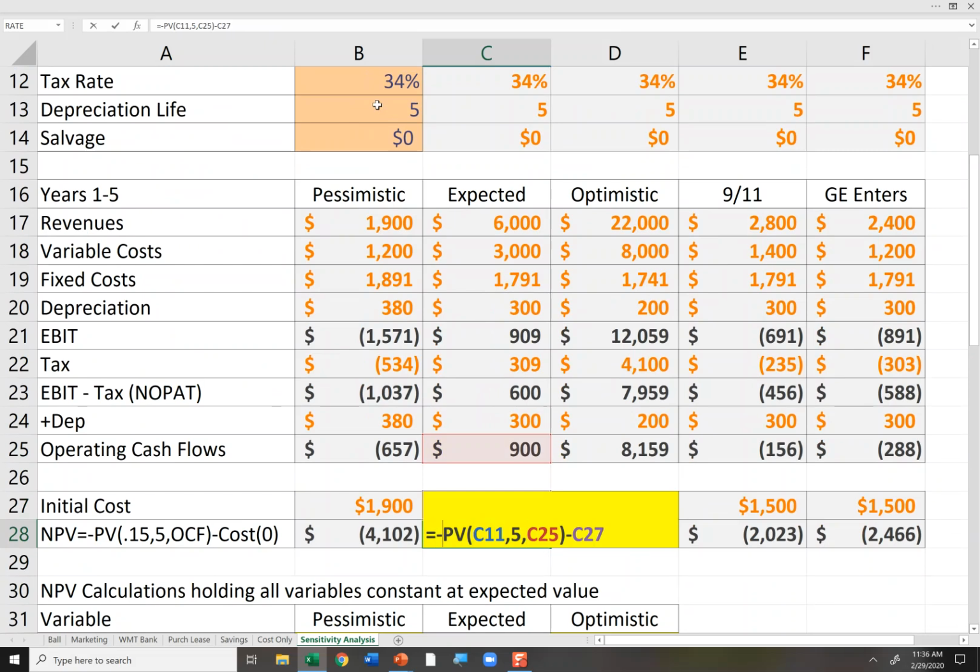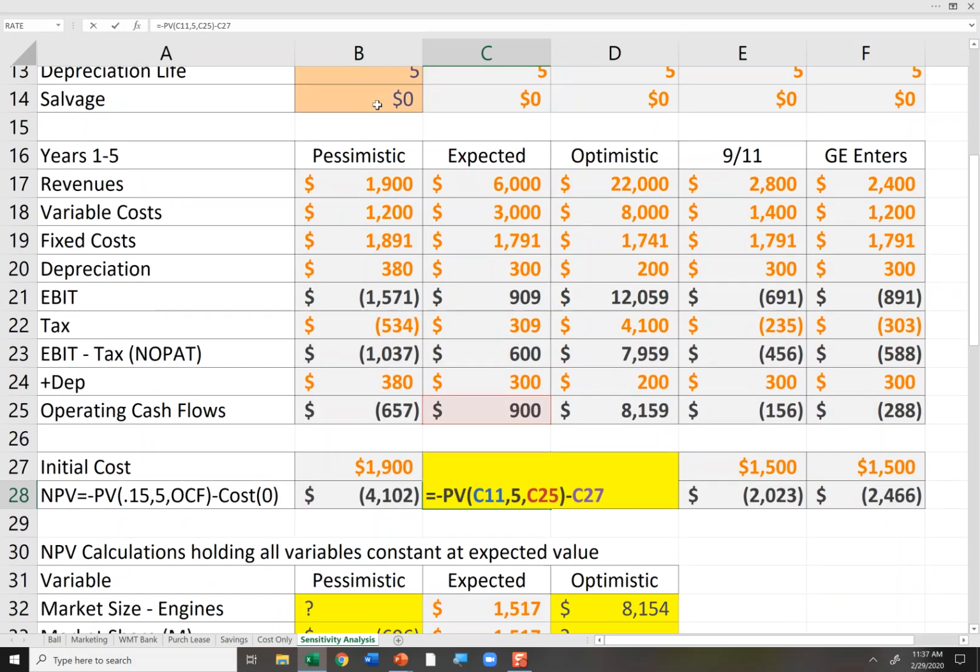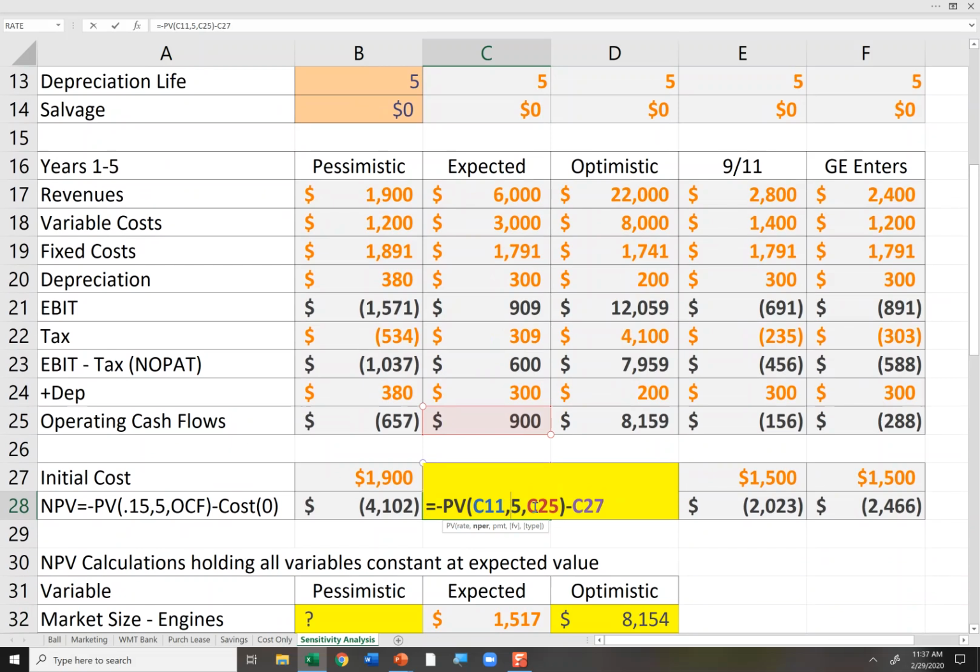And what I did here is actually a little shortcut in this example. I just did a present value of the discount rate here, 15%, for 5 years of C25, which is the operational cash flow, minus the initial cost. So I did a little shortcut there, took some liberties, but in this example what I really want to show you is the sensitivity analysis, so I just wanted to shorten up the example. So the NPV of the project really is minus the cost today and the present value of 5 years of getting this operational cash flow.